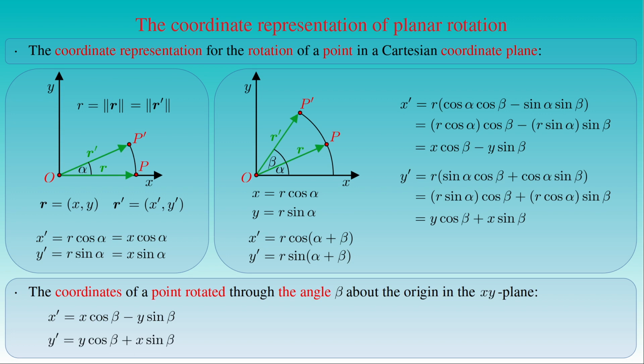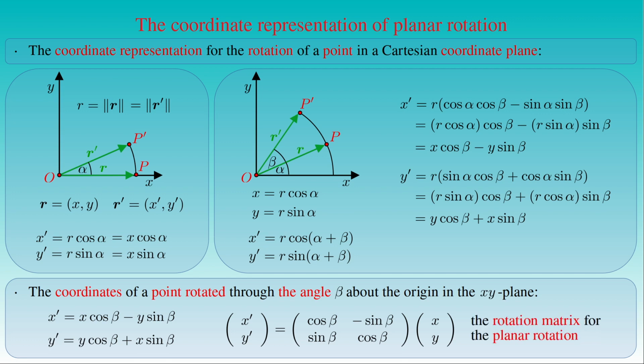We can also write these two equations in vector notation, where the column vector in the left-hand side describes the coordinates of the point P', and the right-hand side is the product of a 2 times 2 matrix and the column vector describing the coordinates of the point P. Here the matrix with the elements cosine beta, minus sine beta, sine beta and cosine beta is the coordinate representation of the rotation of a point about the origin O through the angle beta in the xy plane, which is also called the rotation matrix of the planar rotation.